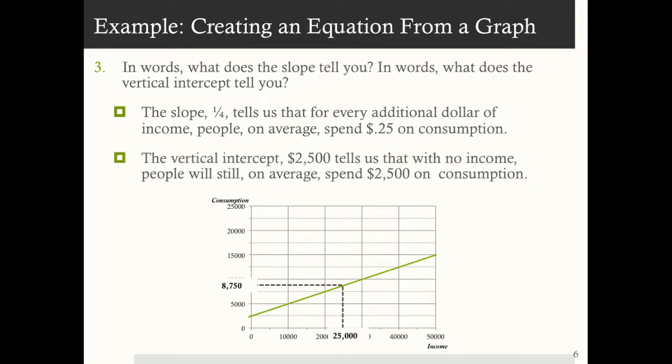And the vertical intercept is interesting. It tells us that at $2,500, with no income, people will still, on average, spend $2,500 on consumption. If you've taken macroeconomic courses before, this vertical intercept is known as autonomous consumption. It's something you don't need to know for this class, though.